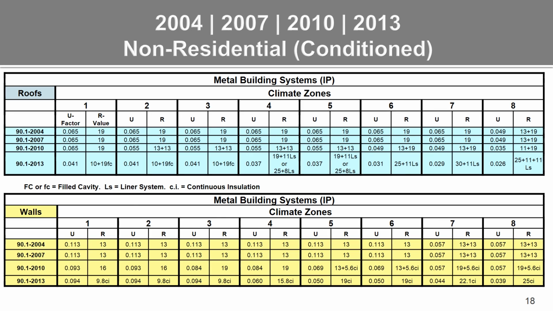And moving on to walls, same thing. The older versions, less stringent. The newer versions, more stringent. Even now into the 2013 version, it's all continuous insulation for the walls. If you desire not to go that route, you now have more options within the Appendix A table for the new single layer in cavity and double layer systems, especially in climate zones 5 through 8.